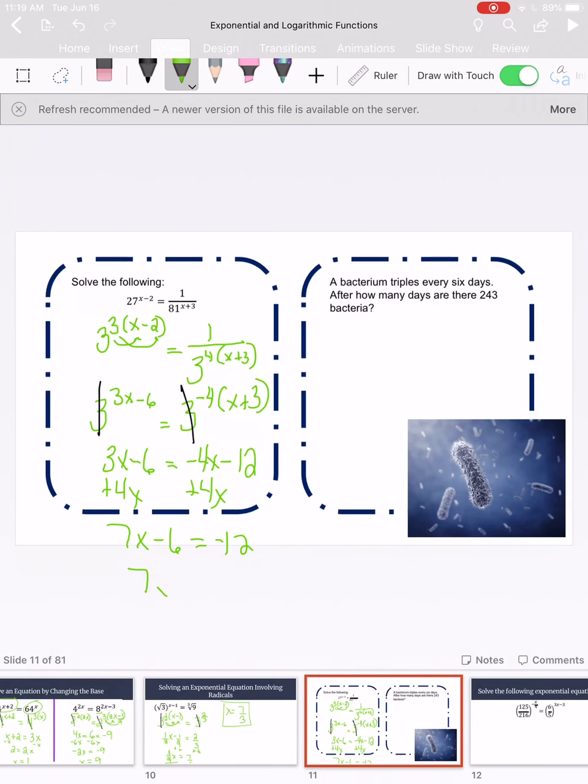I'm going to go ahead and add that 6 to the right side, and I end up with negative 6. And then I'll just divide by 7, and I end up with x equals negative 6 over 7.